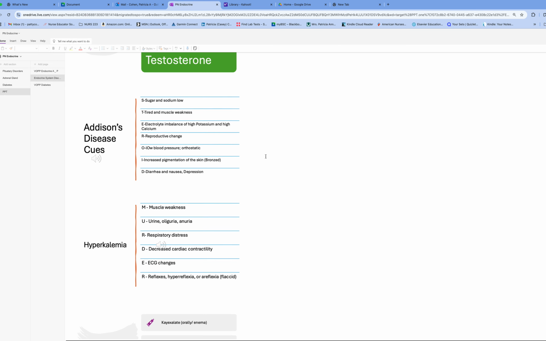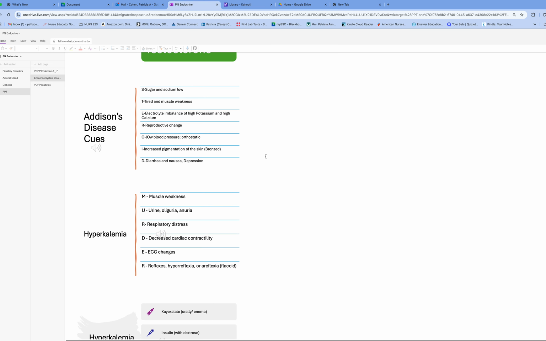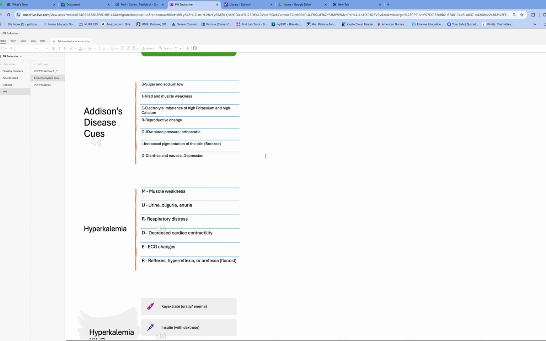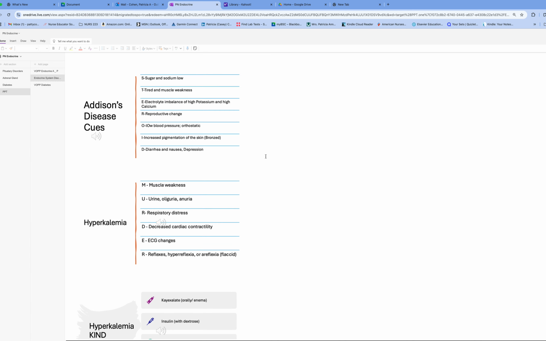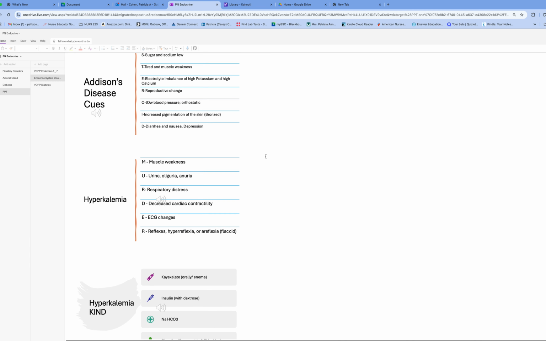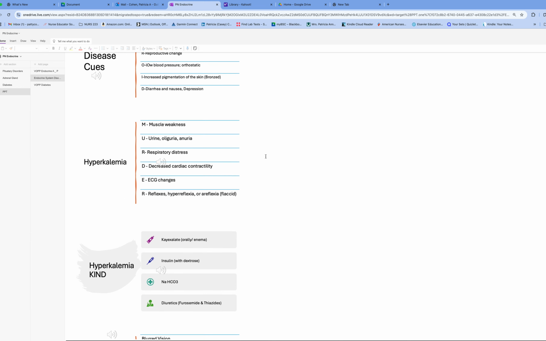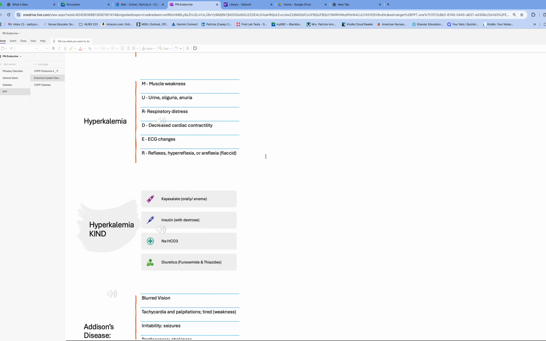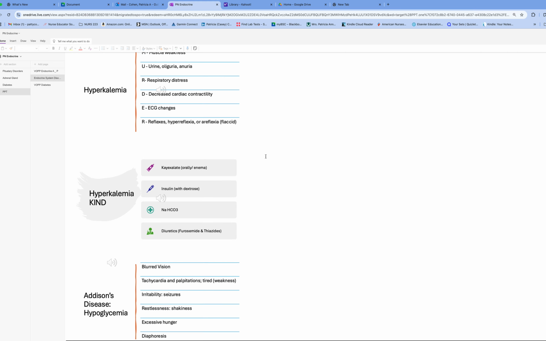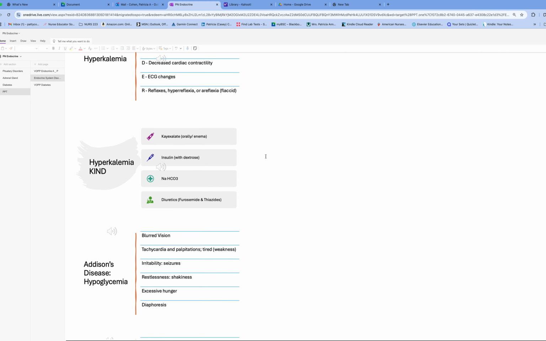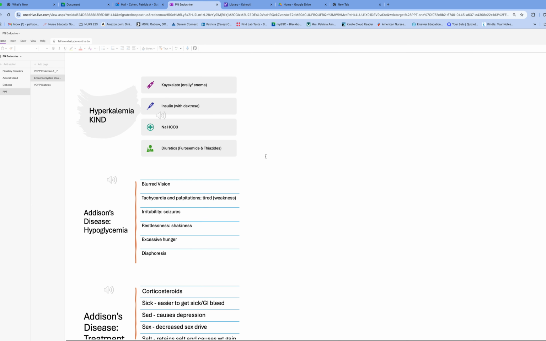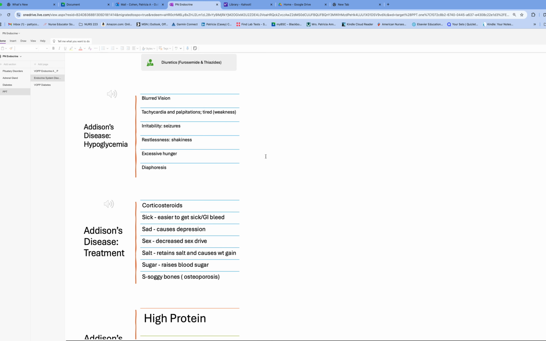So remember, hyperkalemia. They're going to have EKG changes. Okay, they could have slower heart rates and respiratory distress. Okay, to treat it, you remember the K-oxalate, or they could get insulin with dextrose or diuretics. So for hypoglycemia, remember your signs and symptoms of hypoglycemia, but they may have a seizure due to it.